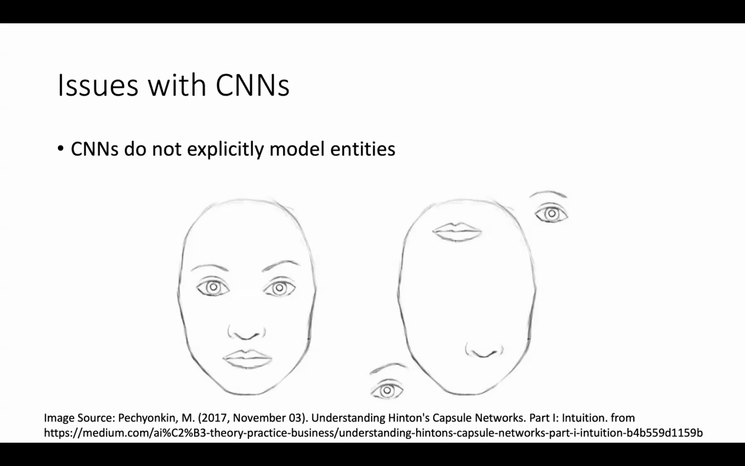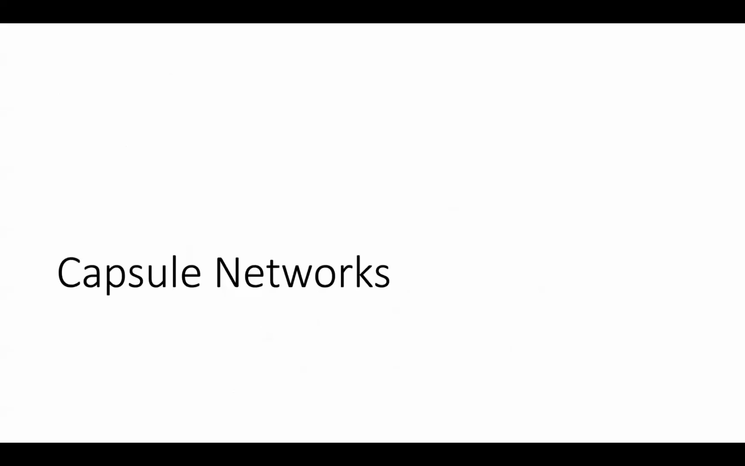But if you look at this image, we know that there's no face. There's just the different parts of the face all reordered in the image. So in this case, if the CNN was able to model entities, then it would correctly predict that there is no face in this image. To solve this issue, there's been a new network architecture called Capsule Networks.